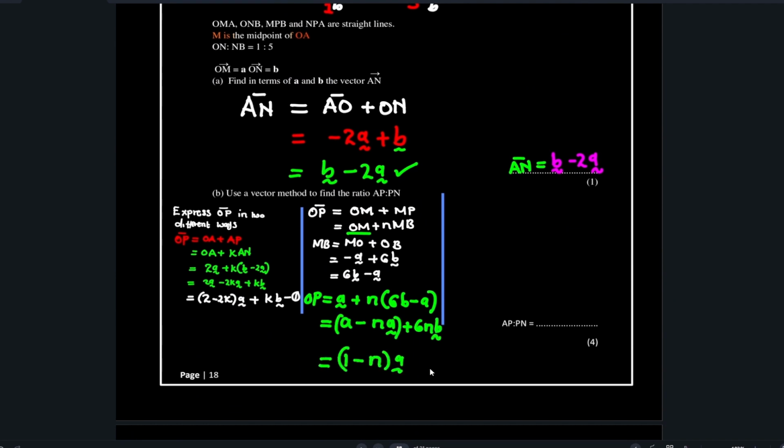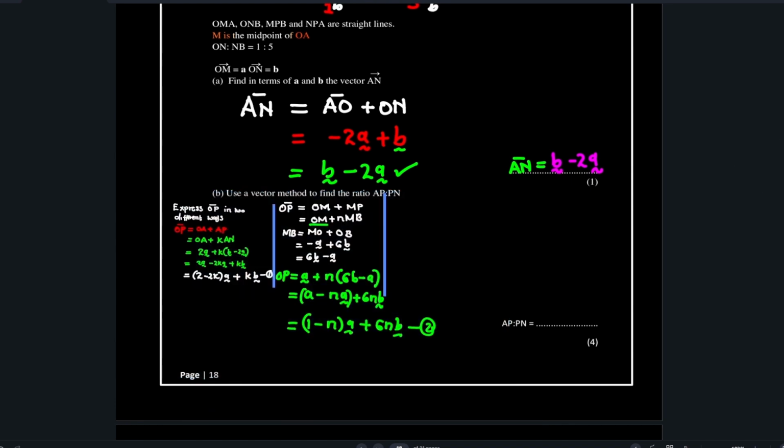These two terms which have A can be simplified too. By factoring A out, we are going to have 1 minus N vector A plus 6N vector B. We have this as our equation 2. And if we look at these two equations, because they are expressing the same thing, and this is also OP, then we can now say the corresponding parts are equal. We can say that K equals 6N.